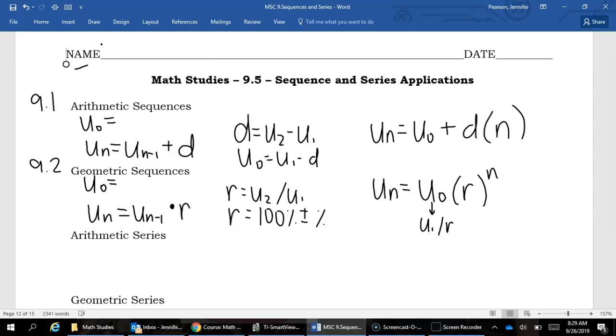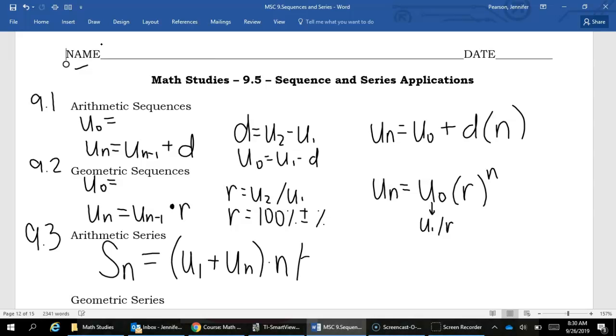Arithmetic series we looked at in lesson 9.3. And if we wanted to calculate an arithmetic series, that's a capital S for sum, for a sum of a bunch of numbers, whereas the U's were a specific number in a list of numbers. We would need the first number plus the last number times the number of numbers divided by 2.